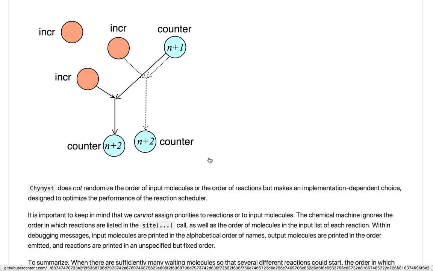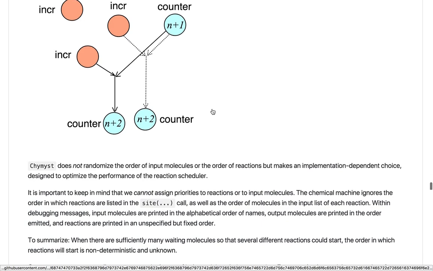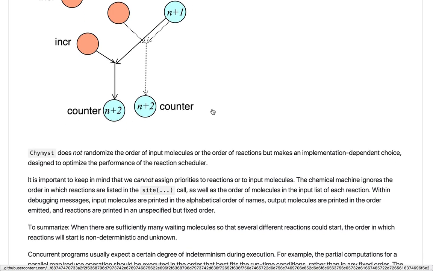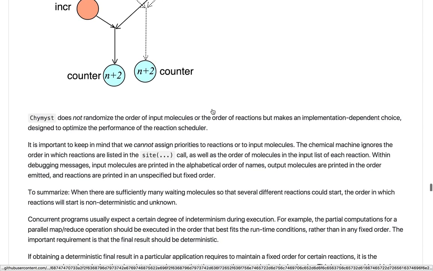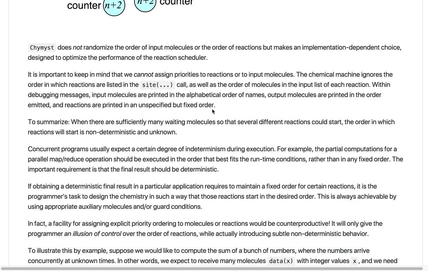This is a very important idea. We cannot assign any priorities to reactions or to molecules. The only way we can control the concurrent logic is by limiting what molecules will be available at the reaction site. And we don't know when they will be available. There are no guarantees as to when exactly something will happen.